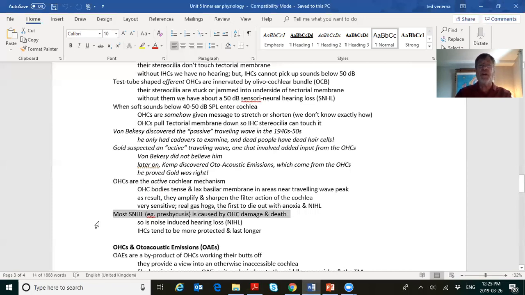So noise-induced hearing loss also causes outer hair cell damage. Inner hair cells tend to be protected and last longer. Most hearing loss is mild to moderate in degree because outer hair cells help inner hair cells pick up sounds below 50. So decibels softer than 50 indicates a mild to moderate loss. But the second piece of damage that occurs is not just the inability to hear sounds softer than 50, but also rounded traveling waves, therefore a poorer frequency resolution and more difficulty hearing in background noise. Thus, we end today's Zoom session on cochlear physiology.